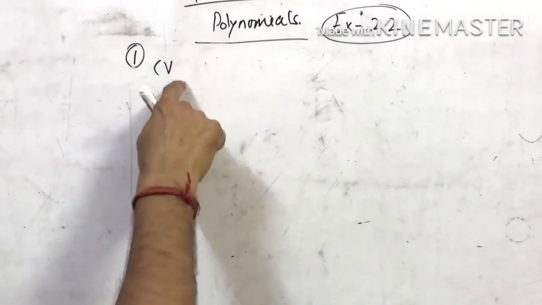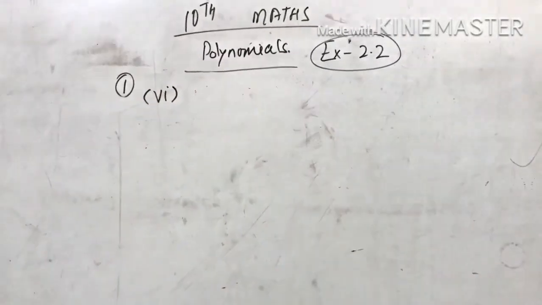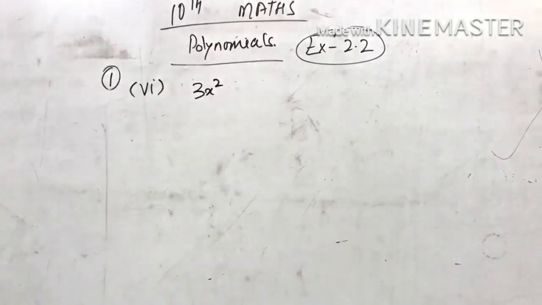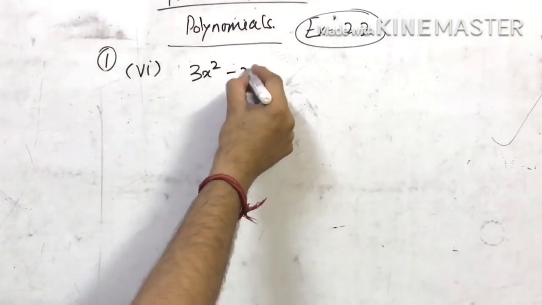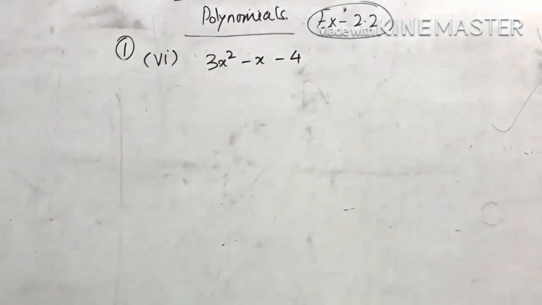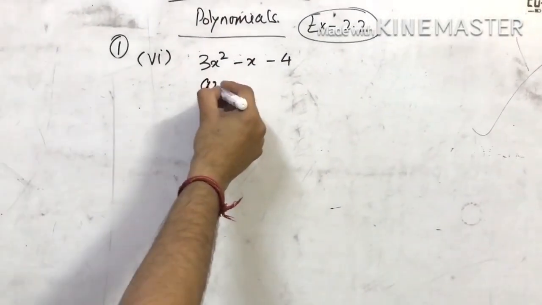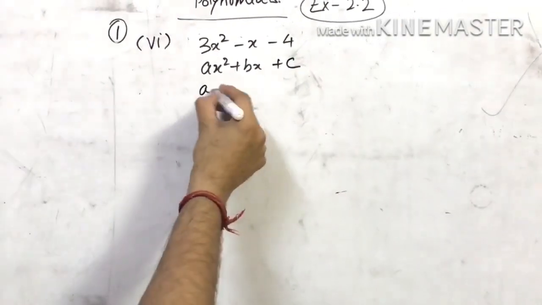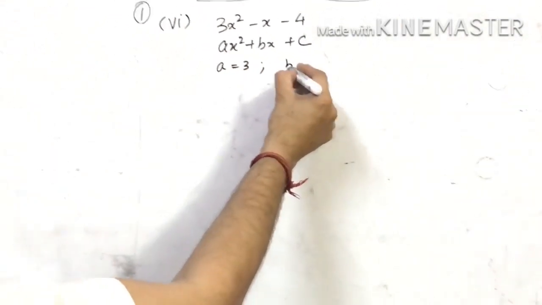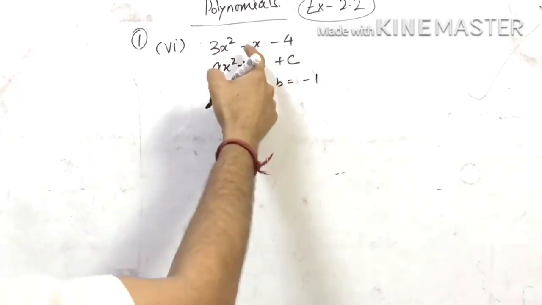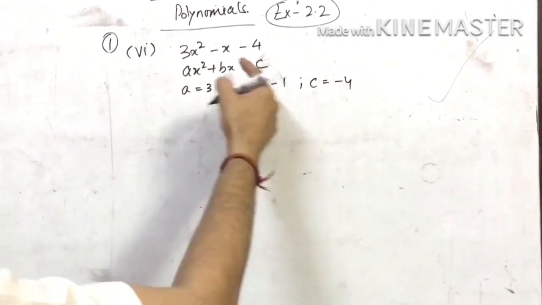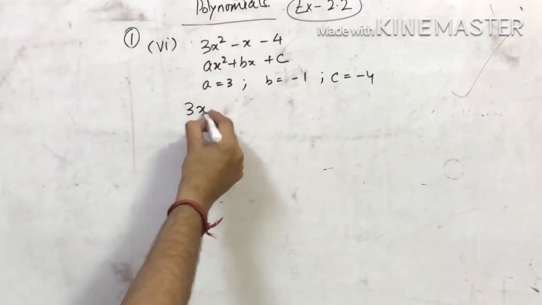Part number 6. 3x square minus x minus 4. Now compare it with this equation. So a will be 3, b will be minus 1, coefficient of x is minus 1, and c will be minus 4. Now how to solve this equation?